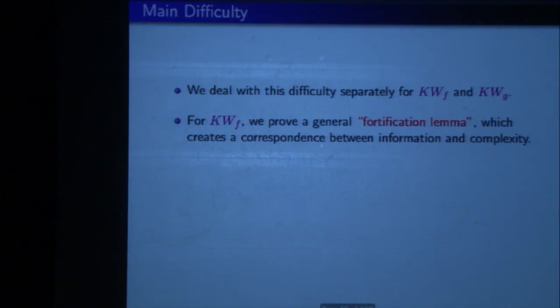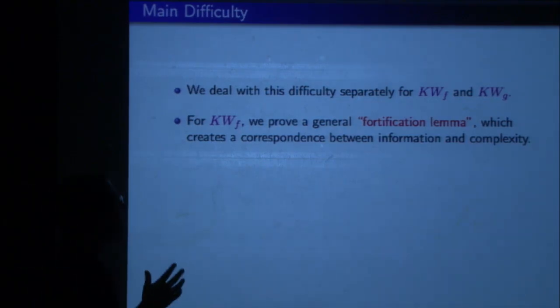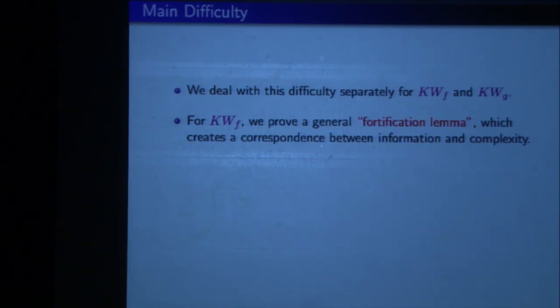So for f, we prove something that might be called the fortification lemma, which is a lemma that creates some correspondence between information and complexity for particular KW relations, and in general for particular communication relations. Fortification is a term that was coined by Dana Moshkovitz. She proved something similar for two-prover games.